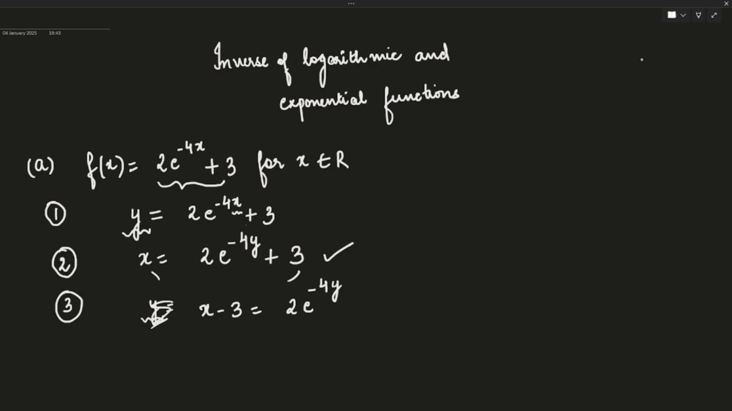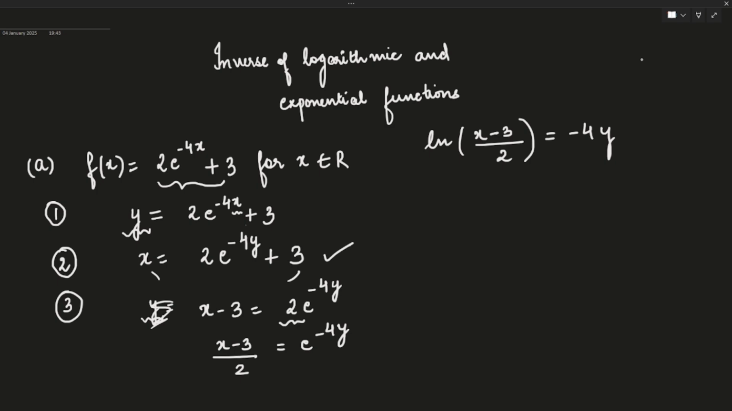Now, we have 2e^(-4y). What do we do next? This 2 will come here, so it will be (x - 3)/2 = e^(-4y). Now, we have learned ln, so this expression can be written like this: ln((x - 3)/2) = -4y. We have just taken ln on both sides. When we take ln in the LHS, it will become ln of (x - 3)/2. And when we take ln in the RHS, what will it become?